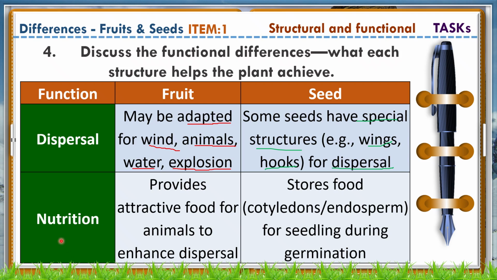When we come to nutrition, you find that the fruit provides attractive food for the animals to enhance dispersal. Whereas the seed stores food in the cotyledon and endosperm for the seedling during germination.